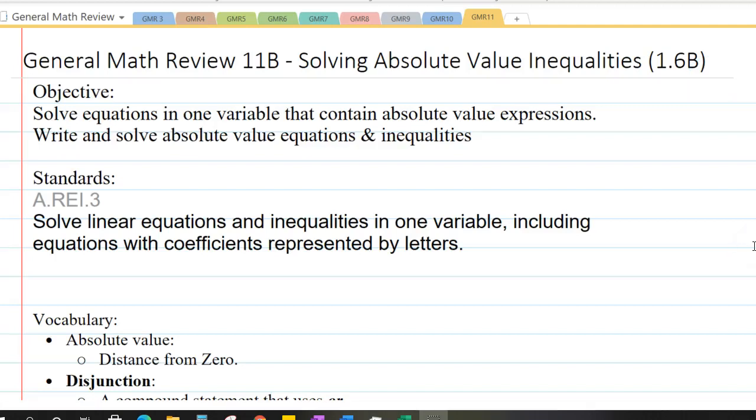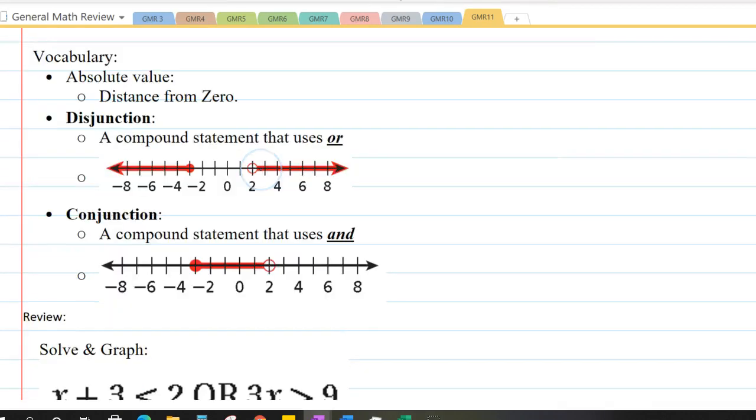Solving absolute value inequalities. Some review vocabulary from previous lessons. An absolute value is the distance from zero. A disjunction is a compound statement that uses or, meaning that your inequality will point in different directions. A conjunction is a compound statement that uses and, meaning your inequality points in the same direction.